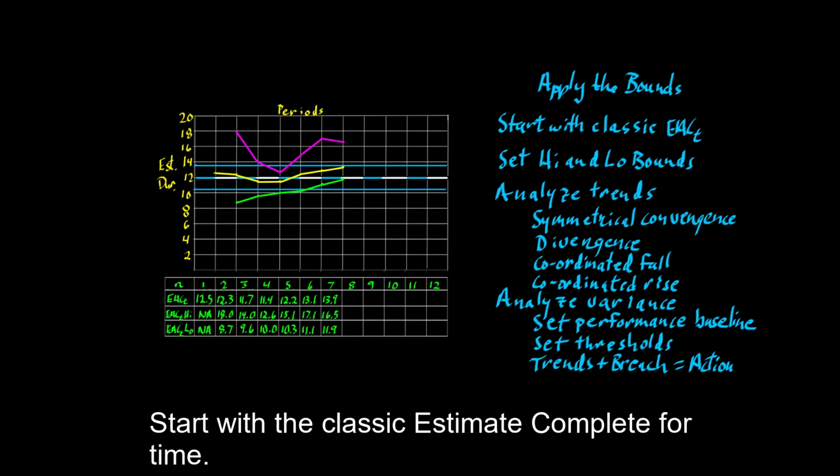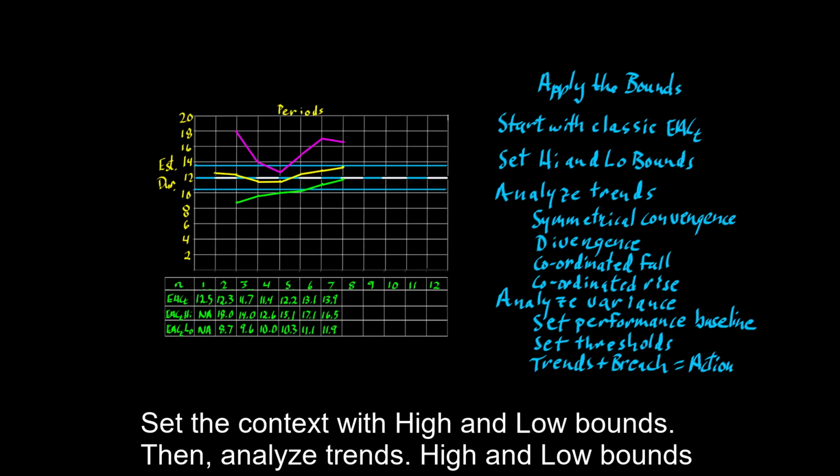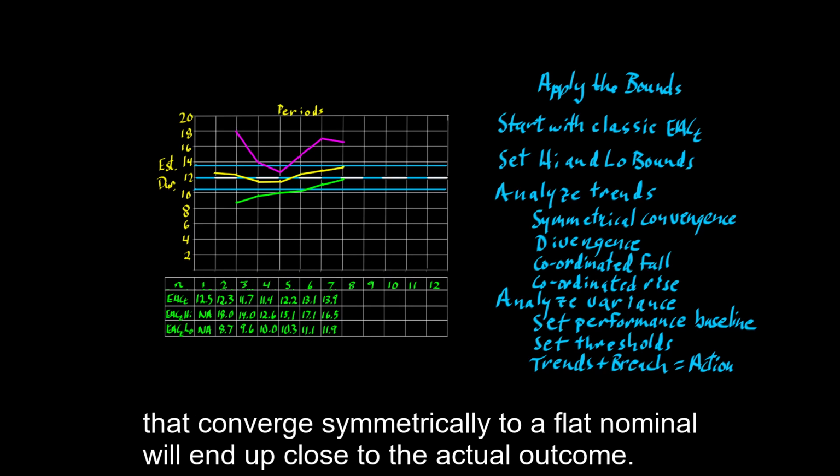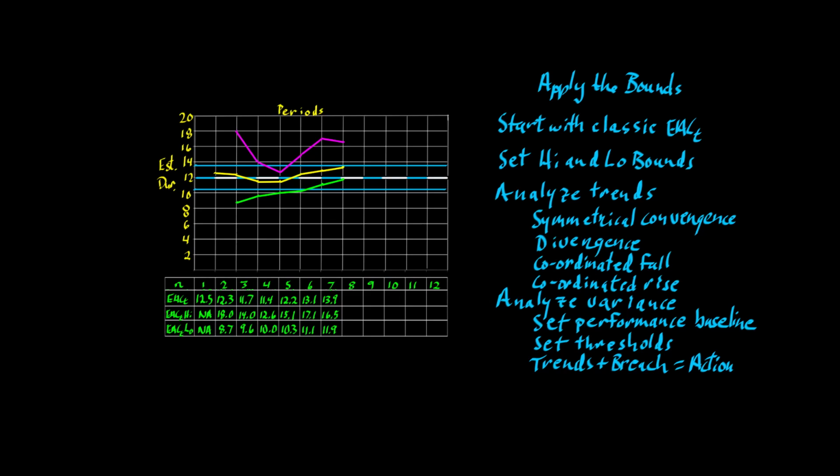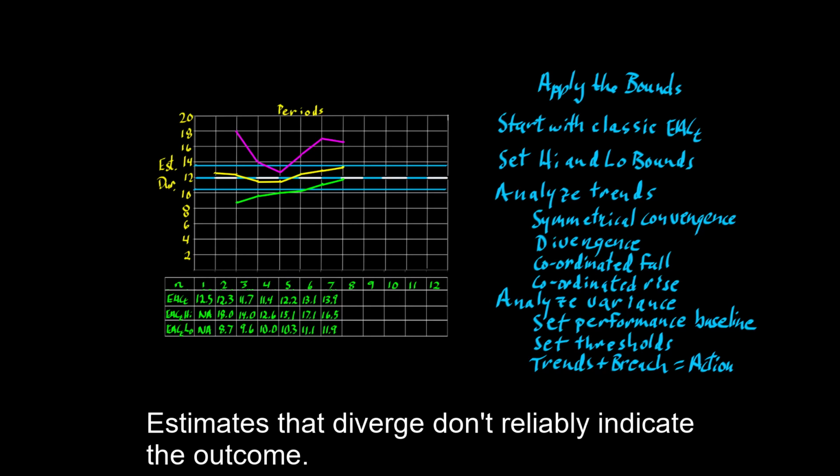Start with the classic estimate at complete for time. Set the context with high and low bounds. Then analyze trends. High and low bounds that converge symmetrically to a flat nominal will end up close to the actual outcome. Estimates that diverge don't reliably indicate the outcome.